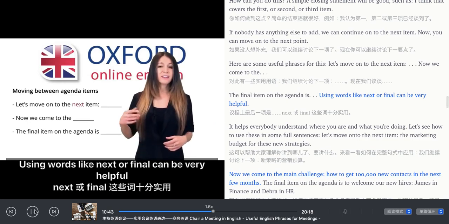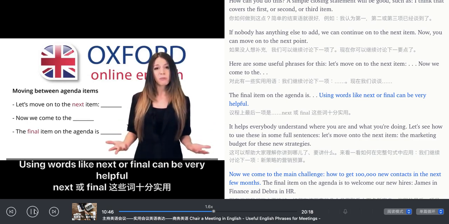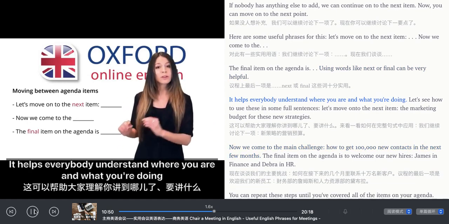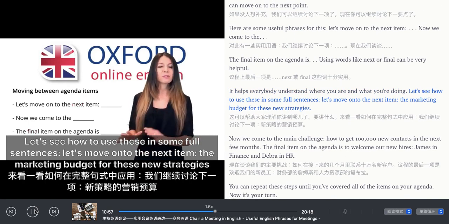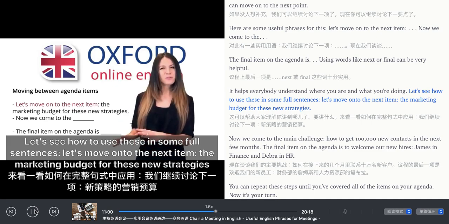Using words like next or final can be very helpful. It helps everybody understand where you are and what you're doing. Let's see how to use these in some full sentences. Let's move on to the next item, the marketing budget for these new strategies.